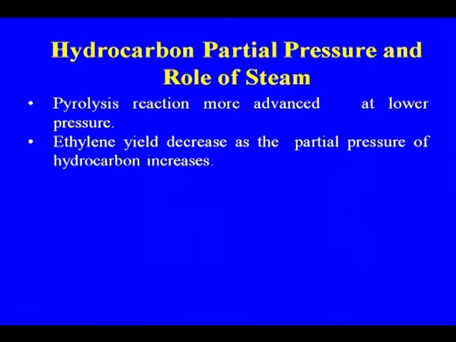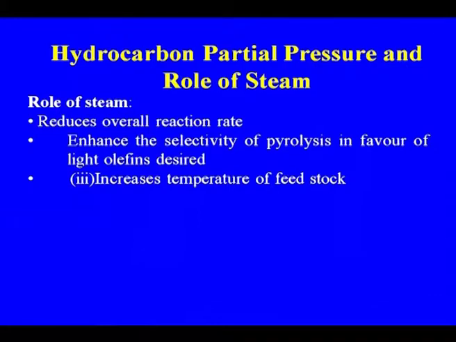Hydrocarbon partial pressure and the role of steam, which I was telling, because steam plays a very important role. Pyrolysis reaction is more advanced at lower pressure. Ethylene yield decreases as the partial pressure of the hydrocarbon increases. That is why we are using steam, because it lowers the partial pressure of the hydrocarbon, otherwise the yield of ethylene will be affected. Steam reduces the overall reaction rate, enhances the selectivity of pyrolysis in favor of the desired light olefins, and increases the temperature of the feedstock before it goes to the cracker.